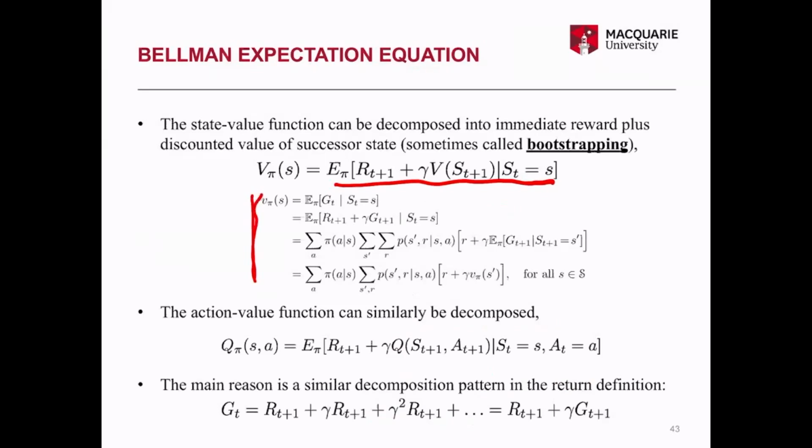The proof is not really important. I just provided it because if you're interested in a rigorous proof, you may want to explore that further, but it's not really important. And the thing is, you can decompose the value functions, either Q or V, into immediate reward plus the discounted value of successor states.